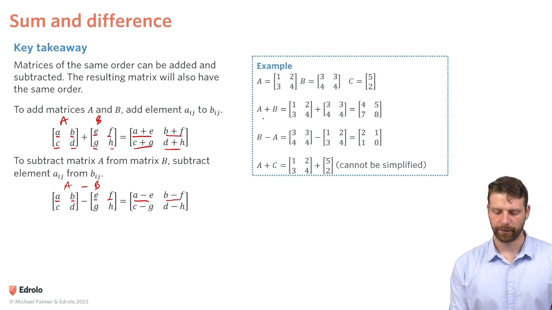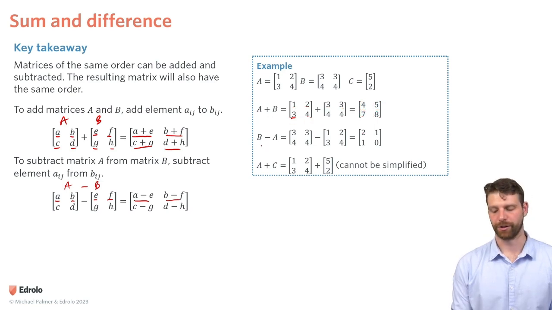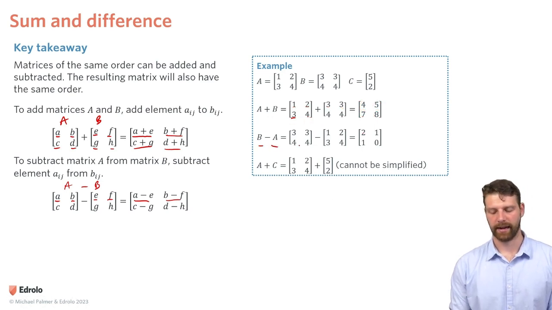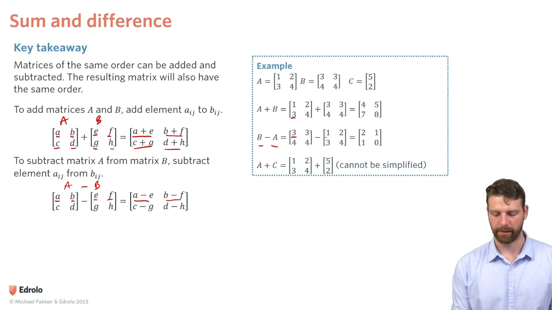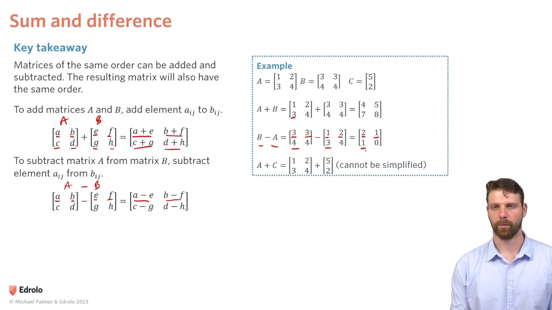So first one here, I've got A plus B. I've got matrix 1, 2, 3, 4 plus 3, 3, 4, 4. So adding these positions, 1 plus 3 is 4, 2 plus 3 is 5, 3 plus 4 is 7, and 4 plus 4 is 8. Okay, if you want to do B minus A, then same sort of thing. We're going to do 3 minus 1. That gives me 2. 3 minus 2 is 1. 4 minus 3 is 1. And 4 minus 4 is 0. That one's done. And finally here we've got A plus C.